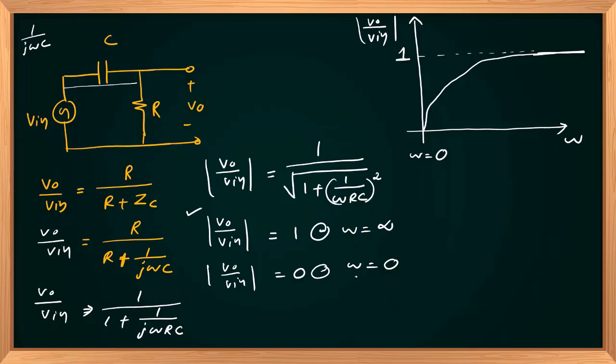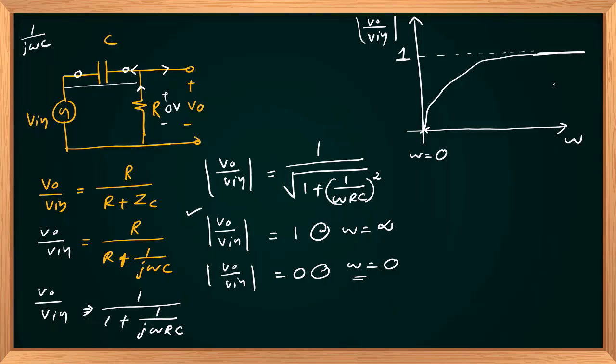For DC signals, omega equal to 0, the capacitor acts as an open circuit. 1 over j omega C is the impedance. Omega equal to 0, 1 over 0, infinity, open circuit. No current flows into the output node. It's open. The capacitor is also open now. No current into the left side branch, which implies no current flows through R. So no drop across R. So V out will be 0 at omega equal to 0.